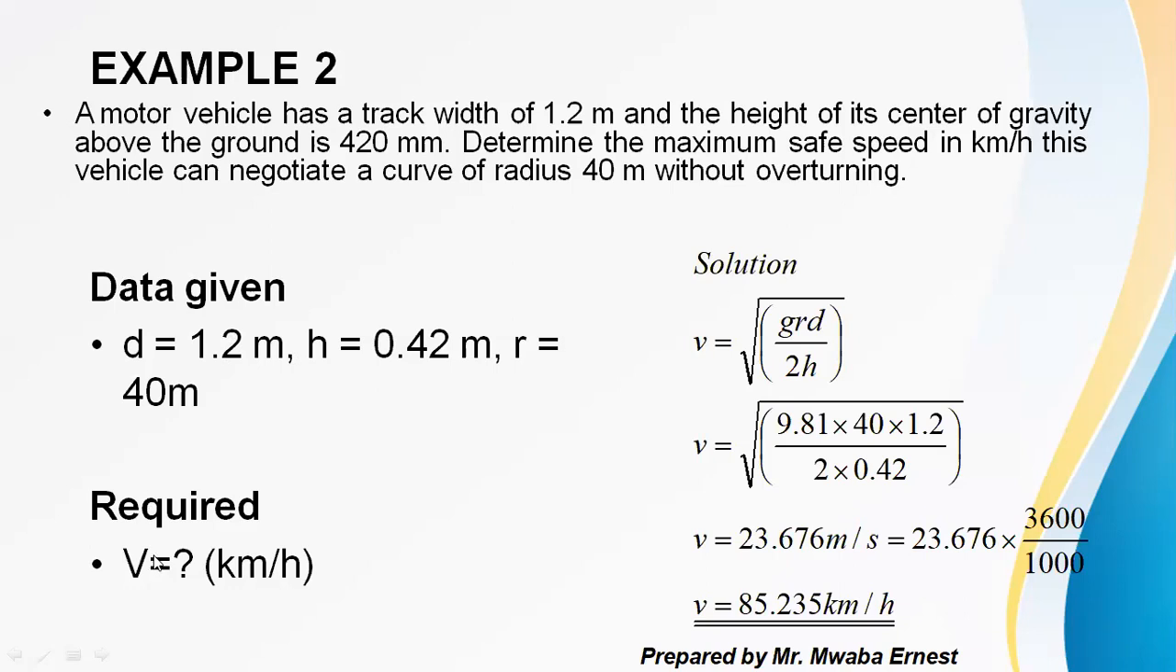Then what do we need to find? We want to find at what velocity it is supposed to run. And then we convert it to kilometers per hour so that it can be understood by other road users or by others.